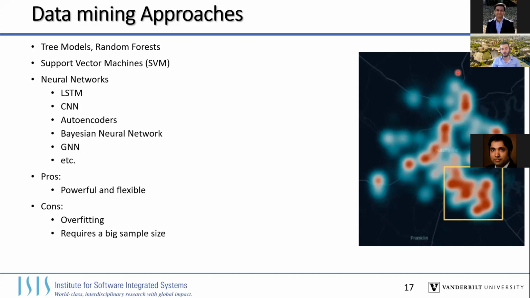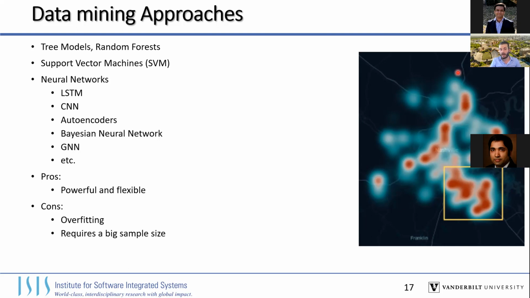We have neural network models. Various types of neural network models have been used during the last 10 years, including LSTM, CNN models, and autoencoders. They have been used for detection of the incidents in particular. Bayesian neural networks, and GNN recently for traffic prediction, but we've seen a few research papers that are trying to use that for incident prediction, and the other types of neural networks.